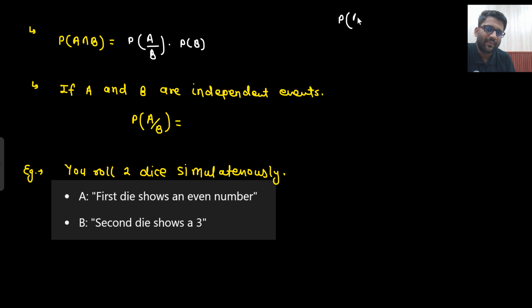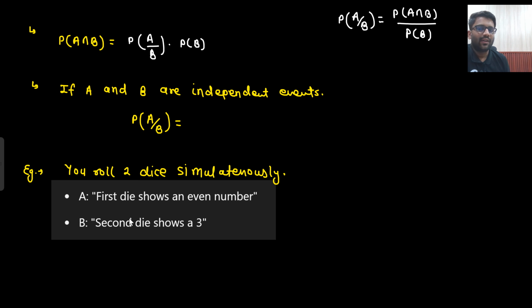Basically, what was your P(A/B)? Your P(A/B) was P(A intersection B) divided by P(B). So this P(B) goes here, you will get P(A intersection B). Now, if A and B are independent events, what is the meaning of independent events? That means event A does not depend on event B and event B does not depend on event A.